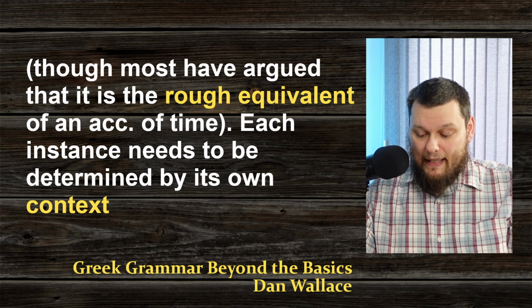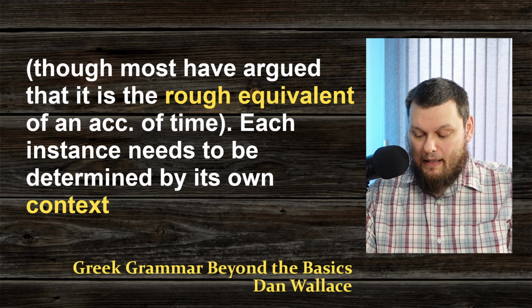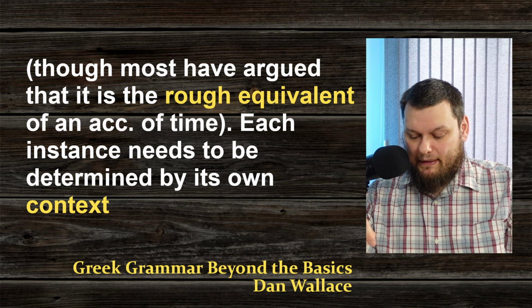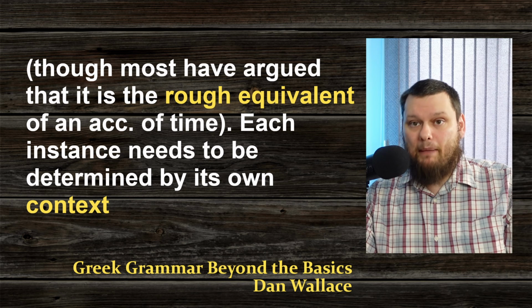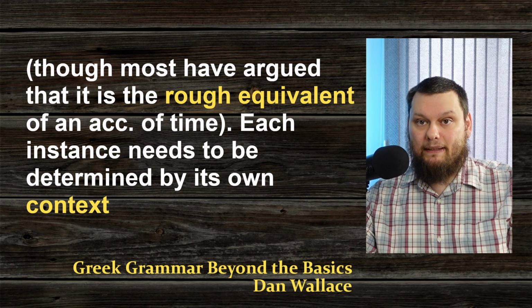So with that uncertainty, he notes in the grammar that some have argued that it is the rough equivalent of an accusative of time, so very similar. But the way it's worded in here doesn't seem like he's entirely convinced. But he ends up concluding at the end of the paragraph that each instance needs to be determined by its own context. So even if it is a nominative of time, we're going to use the context to determine that we're talking about an extent of time. The crowd followed Jesus for 3 days.